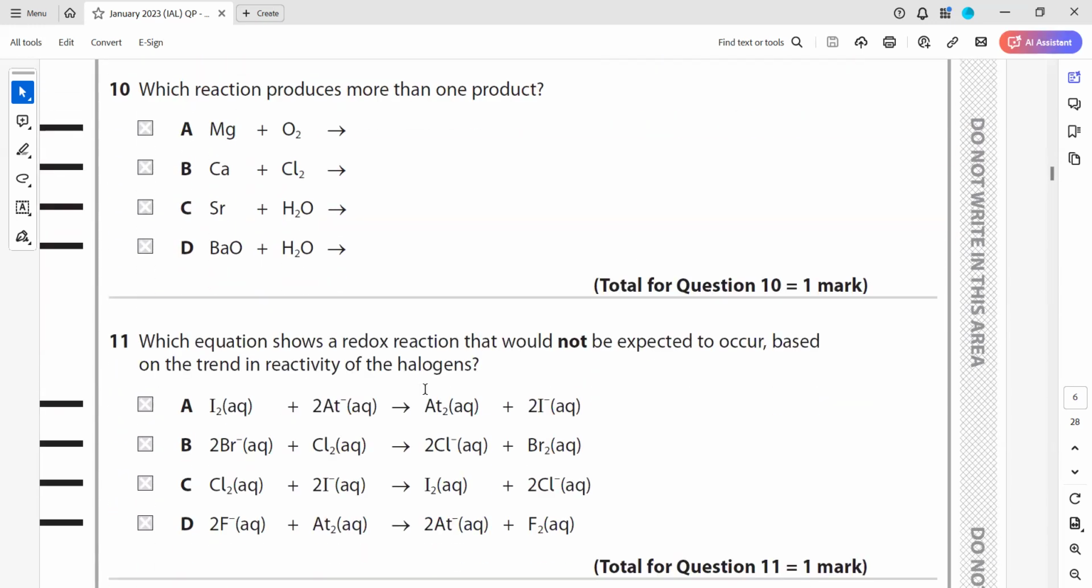Which reaction produces more than one product? Whenever a metal is reacting with water, it will give a salt and hydrogen. But as we go down the group, magnesium oxide is there. This will produce calcium chloride, metal plus water. It will give metal hydroxide plus hydrogen. And barium dissolves, so it will form barium hydroxide. That's why C is the right answer.